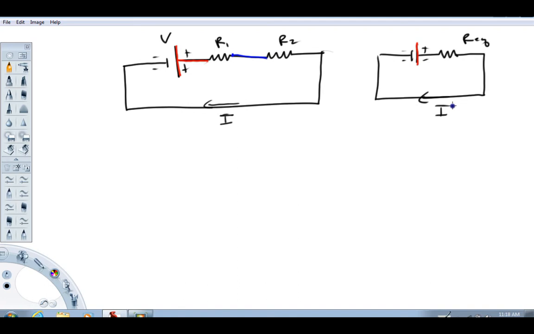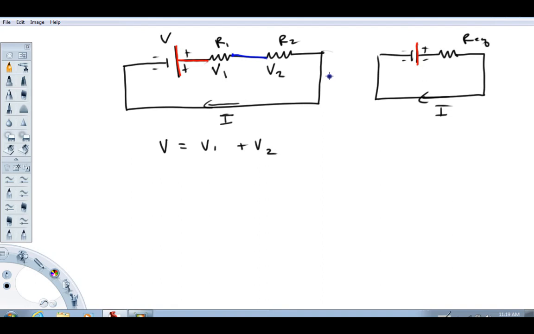We're going to talk about the voltages now. If I take the voltage between black and blue, I'm going to call that voltage across resistor 2. And blue to red, I'm going to call that voltage on resistor 1. That gets me to the other side of the battery. So the voltage of the battery is equal to the voltage across R1 plus the voltage across R2. So I can write this relationship out: V is equal to V1 plus V2.